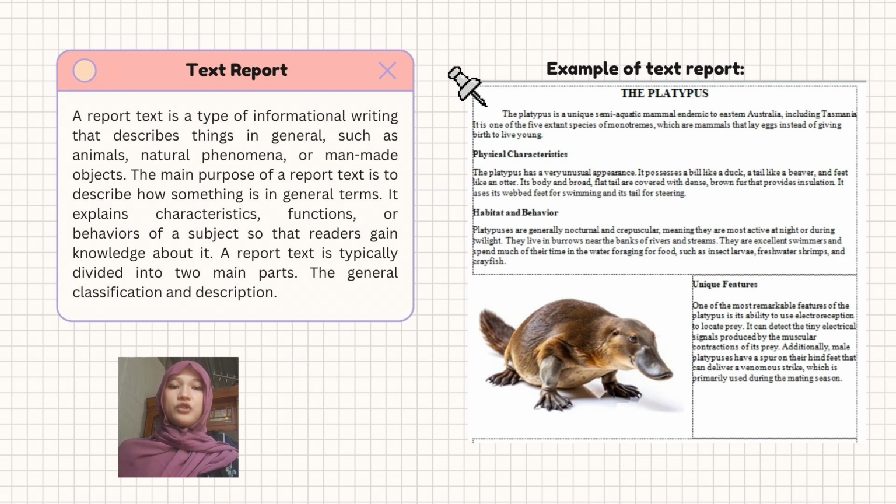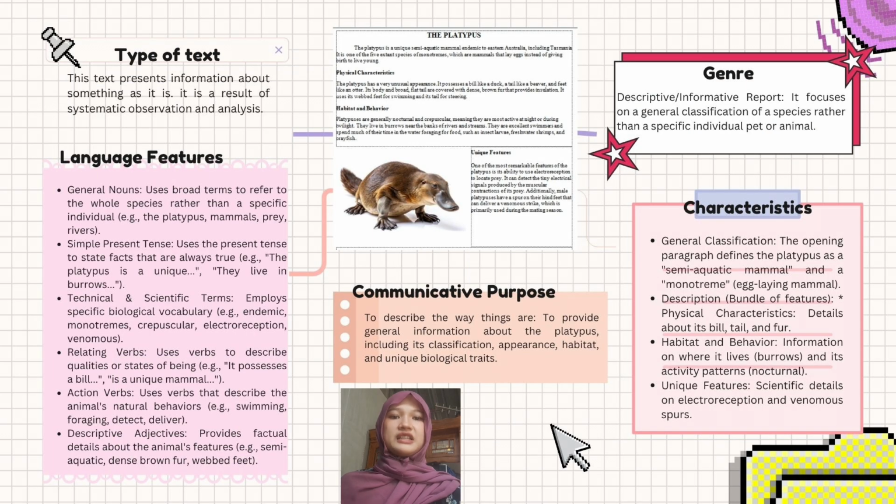Then the next branch in the mind map is general structure. So there are two main parts: general classification and description. General classification introduces the topic generally. In the example text, the platypus is introduced as a semi-aquatic mammal and monotreme. Then the description section explains the details of physical appearance, habits, and behavior. Personally, I think the example is very informative because the tone is scientific and organized. The writer explained the platypus clearly using factual information instead of personal feelings.